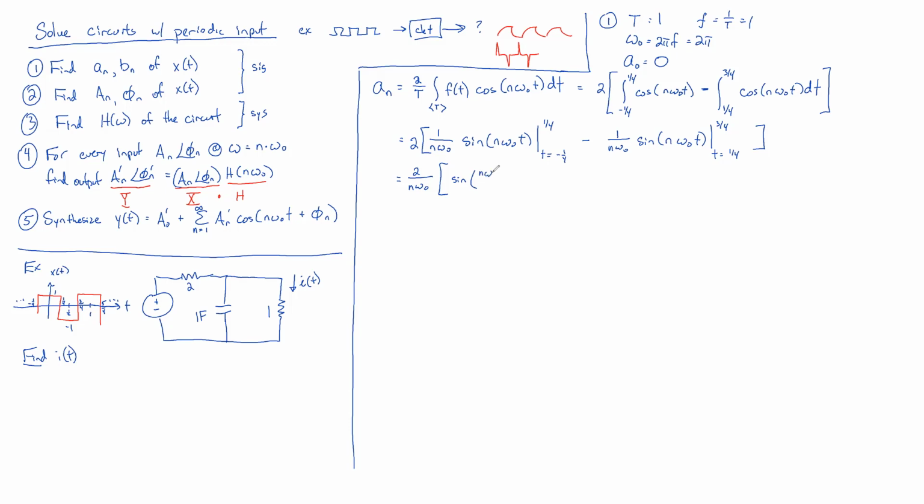Sine of n omega naught over 4 minus sine of n omega naught over -4, and then minus this thing, minus sine n omega naught, and we'll plug in our 3/4, and then minus a negative, which would be plus sine of n omega naught over 4. Oof. Any questions about that?